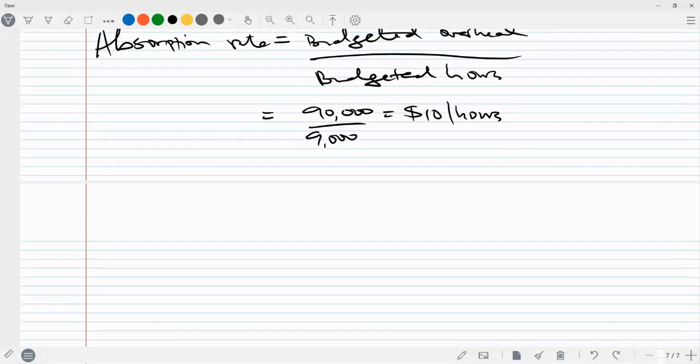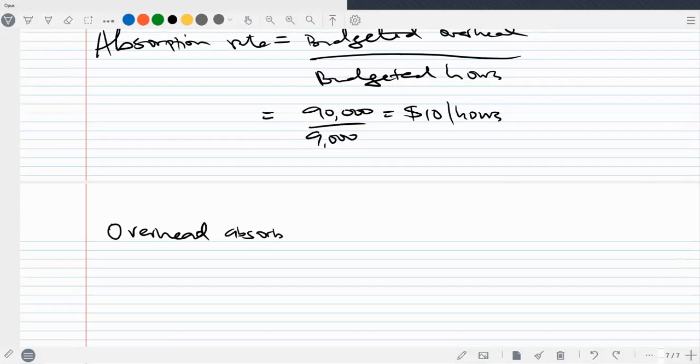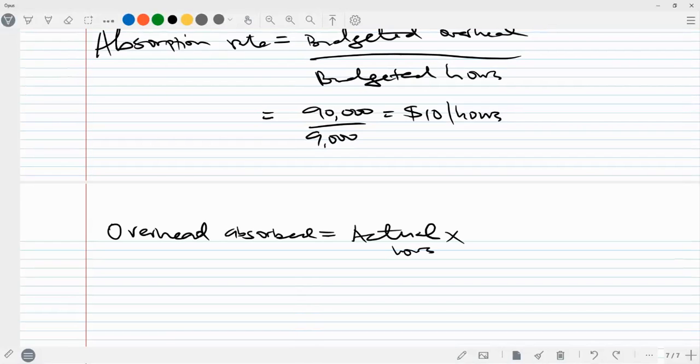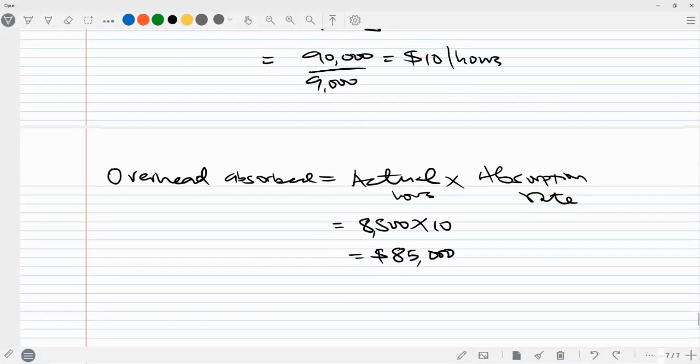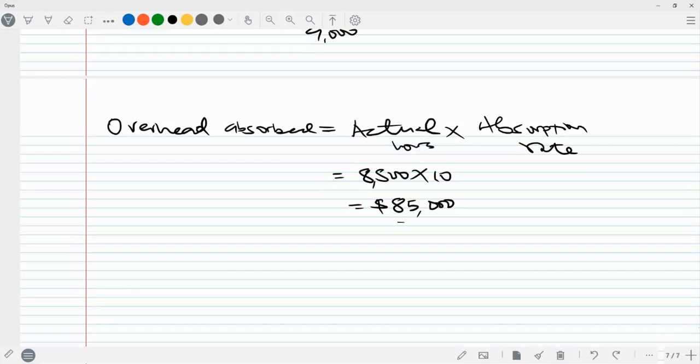The actual hours were 8,500. Therefore, the overhead absorbed is equal to actual hours multiplied by the absorption rate: 8,500 times 10 gives an overhead absorbed of 85,000. The actual overhead incurred for that time period was 80,000. As you can see, the amount absorbed was more than what was actually incurred, so here we have a case of overabsorption.